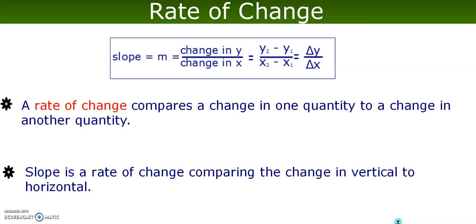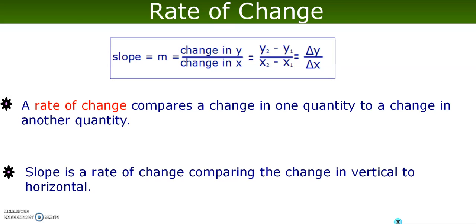In this video, we're going to take a look at rate of change, which is just an application of slope. So if you haven't previously watched our video on how to calculate slope, I would suggest you do that first and then come back and look at rate of change. A rate of change compares a change in one quantity to a change in another. So we're comparing two quantities.